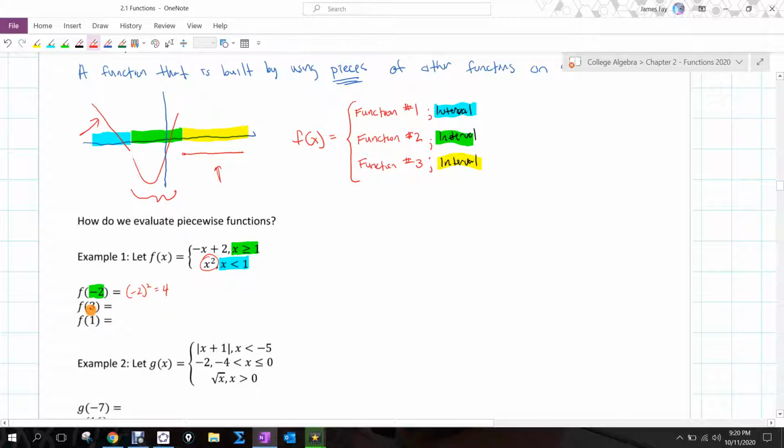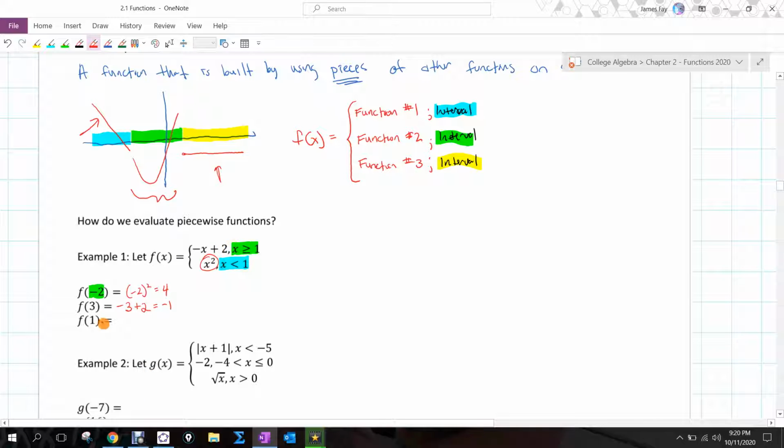Now I'm going to go to the next one. I'll get 3. And I ask myself, okay, where does 3 show up? Is it in the green interval, or is it in the blue one? It's in the green one. So I'll plug 3 in. So it'll be -3 plus 2, which gives me -1.